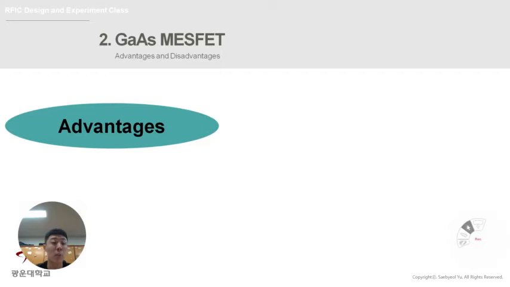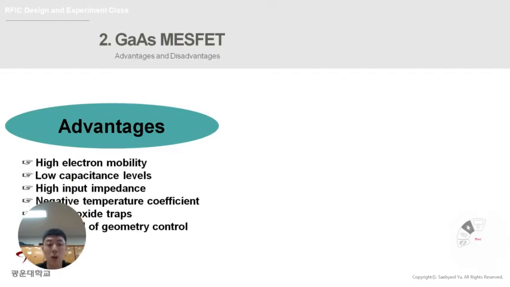I'm going to talk about the advantages of using the gallium arsenide MOSFET. High electron mobility. Next one, low capacitance levels and high input impedance. Negative temperature coefficient. Lack of oxide trap. Final one is high level of geometry control.